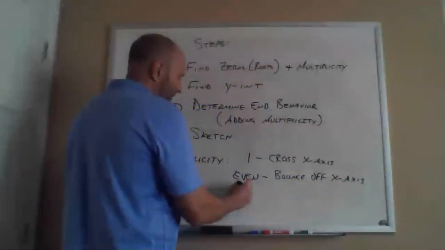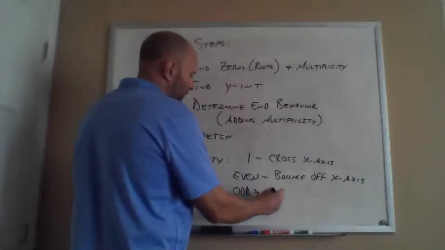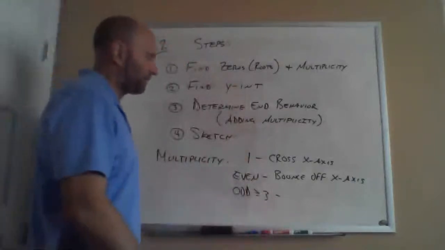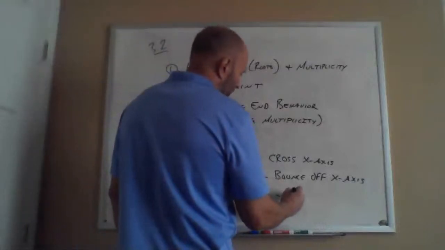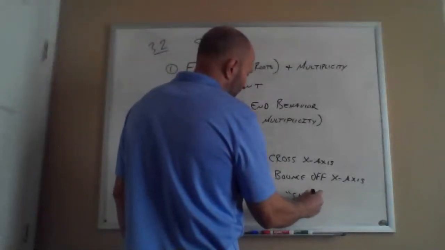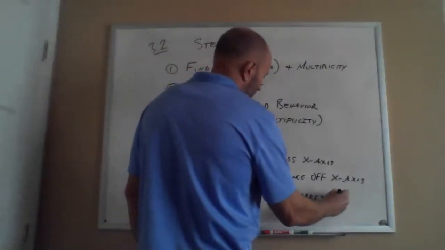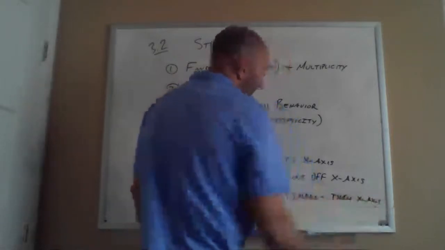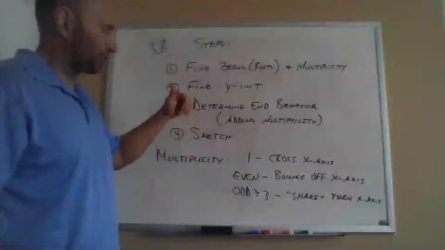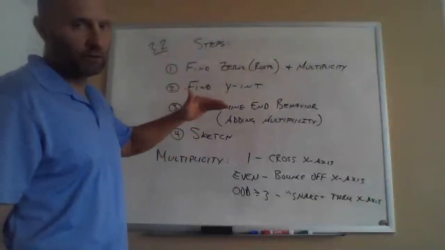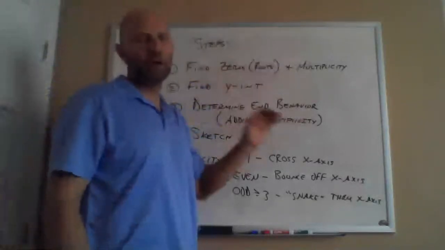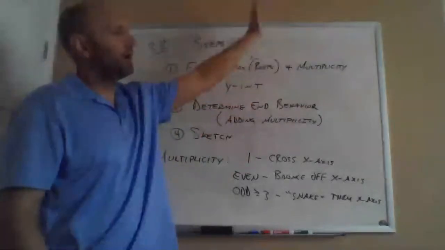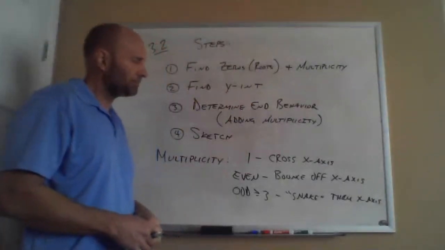And if it's an odd multiplicity greater than or equal to 3, so to the 3rd, to the 5th power, to the 7th power, etc., this is going to snake, as I call it, through the x-axis. So it's going to come up towards the x-axis or down, kind of level off a little bit, and then continue going up. It has that x to the 3rd look to it. Flattens off and then goes again.